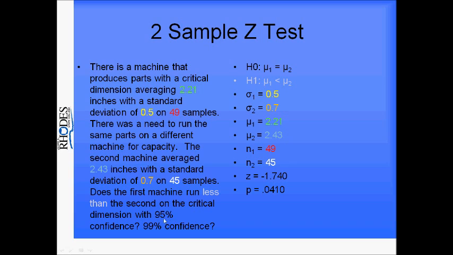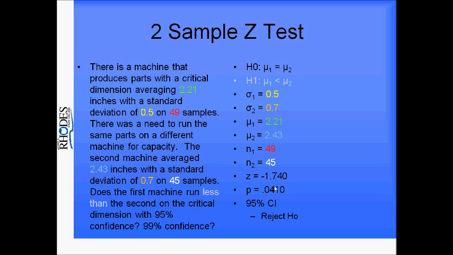Okay, now we compare that. If 95% confidence is what we're talking about, 0.04 is less than that 0.05, so it's within the critical region, right? It's less than 0.05. It's within the critical region. That means we reject the hypothesis.